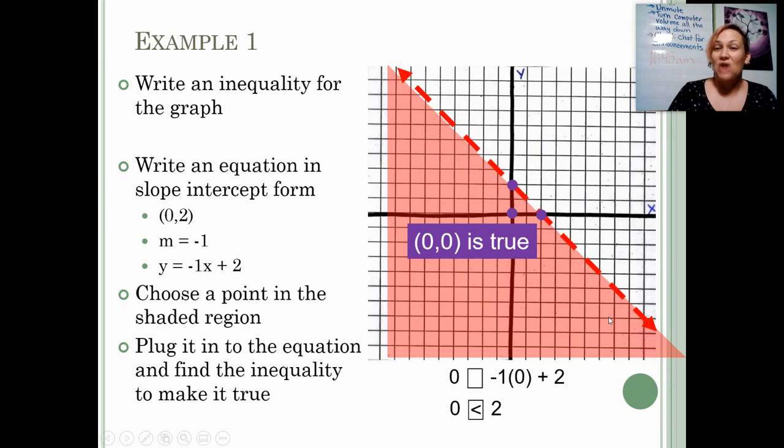Since this is a dotted line, we are going to leave it just a less than symbol. We are not going to put or equal to because it is not a solid line. So the last thing I need to do for my final answer is I need to erase this equal sign over here and replace it with a less than symbol. And so here in my purple box is the final answer to this problem. If I were to graph that inequality, it should give me this red graph that I have.